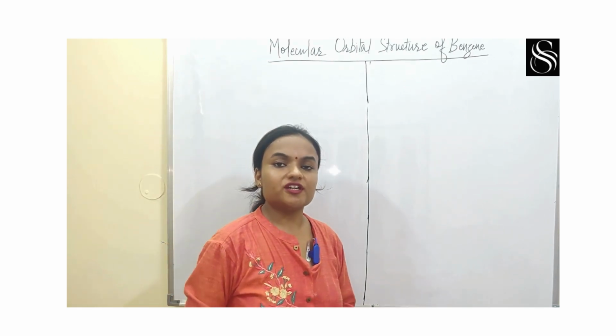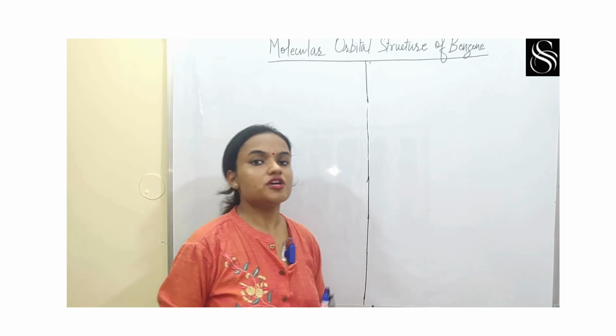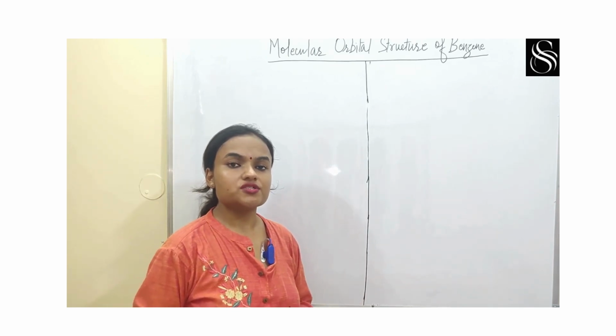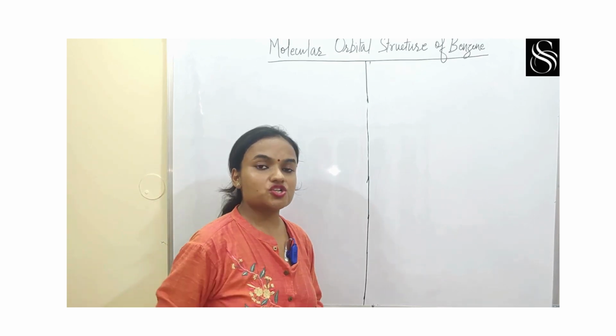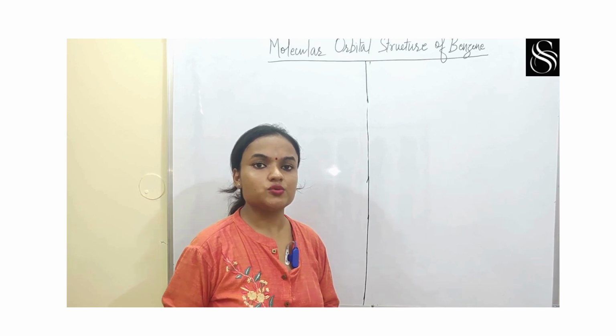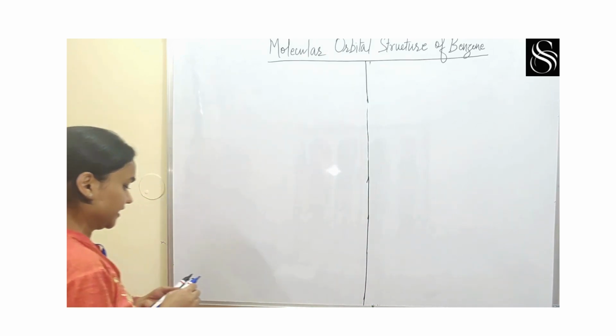Hello friends, today we are going to study the molecular orbital structure of benzene. As you have seen in my last lecture, the structure of benzene was derived using the resonance theory. But the structure of benzene can be best explained using the molecular orbital theory. This theory was given by Linus Pauling in 1930.